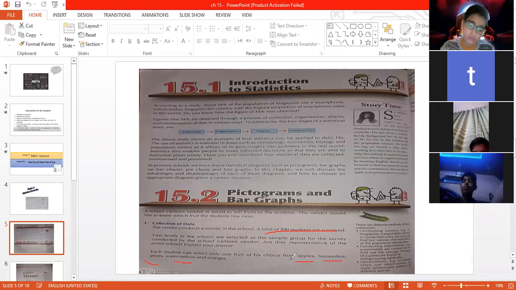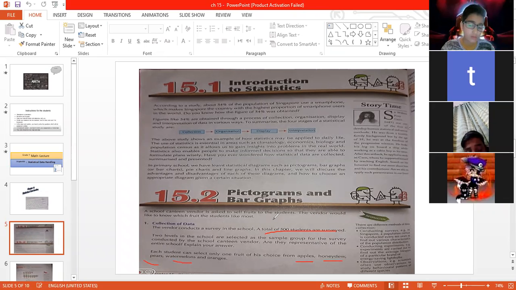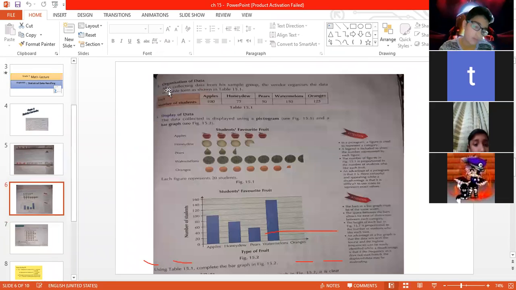There are 5 fruits: apples, oranges, pears, watermelon, and honeydew. He has to introduce only 1 or 2 of these 5 fruits to the students, so that he can interpret which fruit will be the most popular among the students. What he will do, first of all, is take a survey.